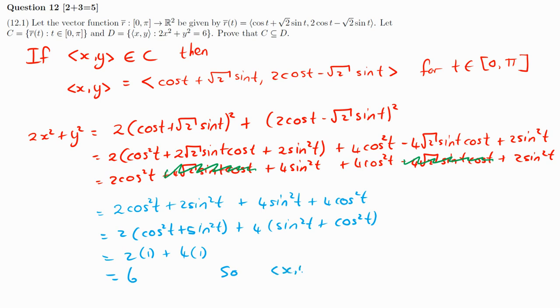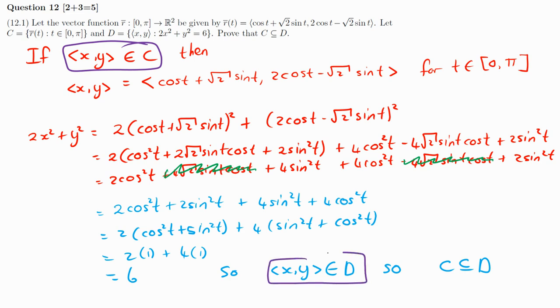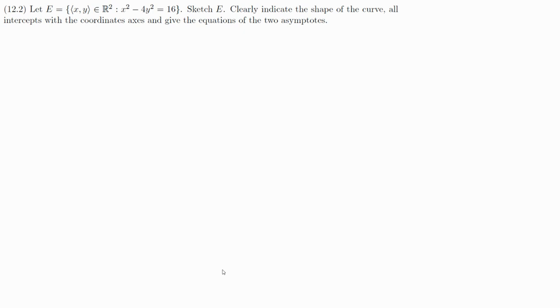So this component we have is also an element of D. So C is indeed a subset of D because we said that X is an element of C at the beginning. But then we also proved at the end that X is also an element of D because it actually works for both of them. So C is indeed a subset of D.